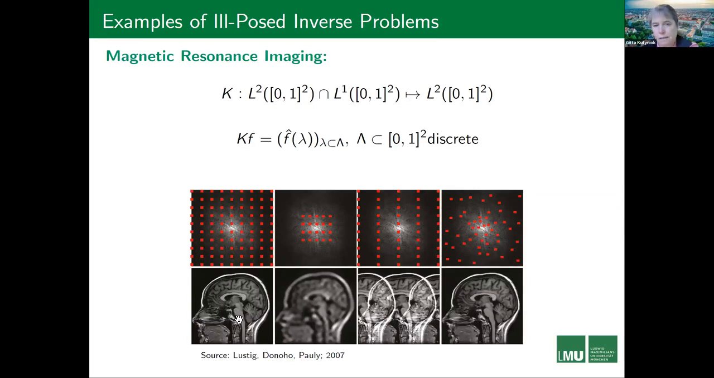And now you can imagine, depending on how you choose this sampling set, if you choose it just in this low frequency regime, the reconstruction will always be blurry. If you choose it in an awkward other way, you will get strange artifacts in the reconstruction, and then you can also choose different sampling strategies and so on. But still, this is again an ill-posed problem.